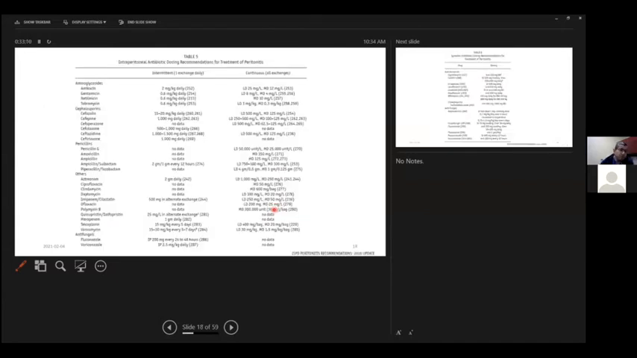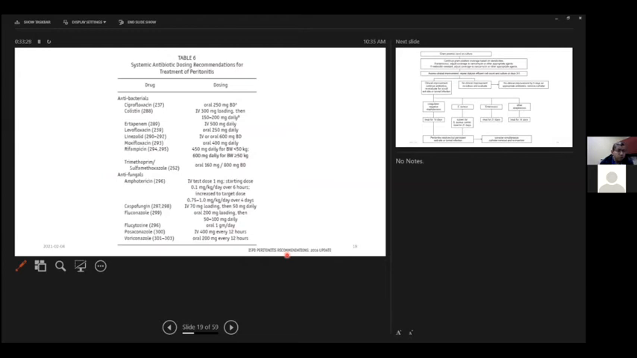Now, busy slide, I don't want to read it, but these are all the antibiotics that you can use intraperitoneally. You can see aminoglycosides, cephalosporins, penicillins, and antifungals as well. The source here is the ISPD peritonitis recommendations. Again, you can use other medications as well. Now, if you're not using IP, you can use oral or IV. So you can see ciprofloxacin, colistin, aztreonam, these are all IV or oral, not IP.